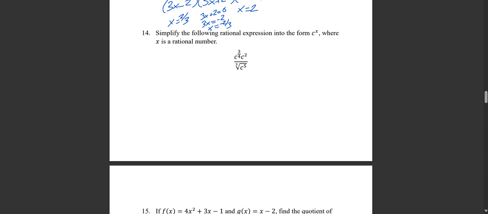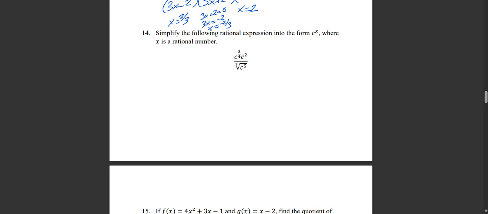Number 14, simplify this rational into the form c to the power of x, where x is a rational number. So let's start by, what we really want to do is a quotient rule. We want to divide the two, but we can't because one's in the form of a fractional exponent and the other one's inside of a cube root. So the cube root is what's really killing us.